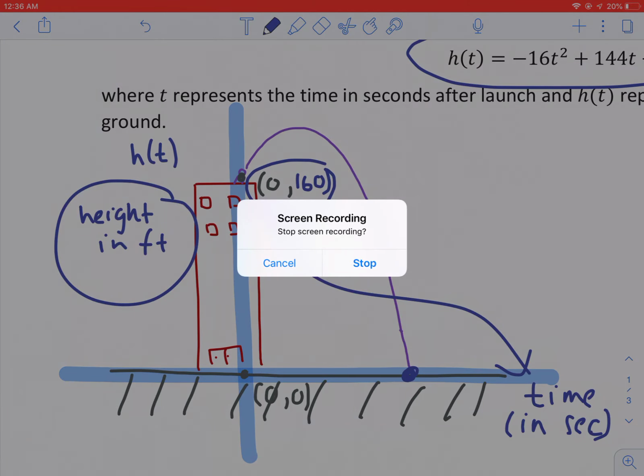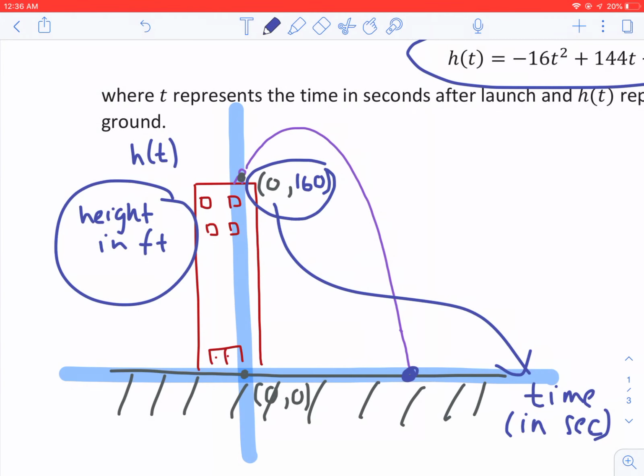Stop recording, cancel. Don't stop yet, cancel.